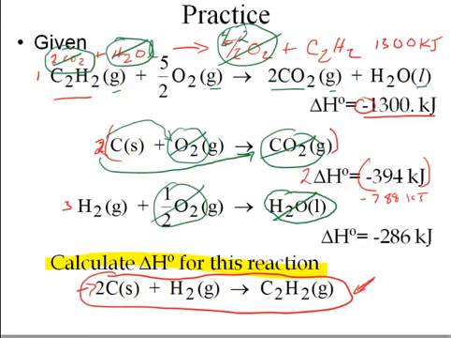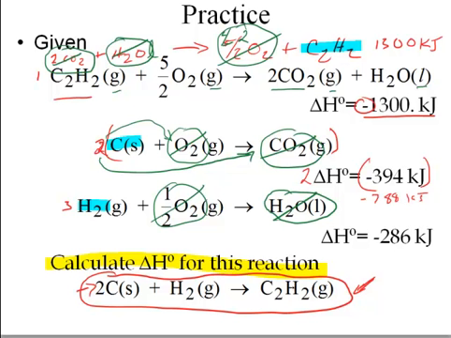Let's see what stuff is left. On this first reaction, there's some of that. On this second reaction, there's some of that. And on the third reaction, there's some of that. And when you put them together, do we get exactly what the problem required? Let's see. We have 2 carbons, we have one hydrogen, and we have one acetylene. So there you go. They all added up.